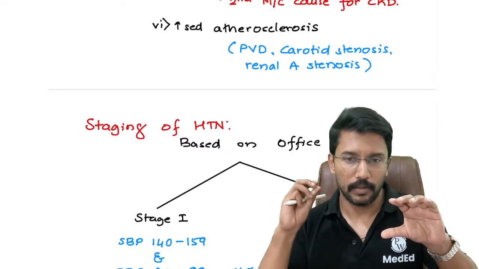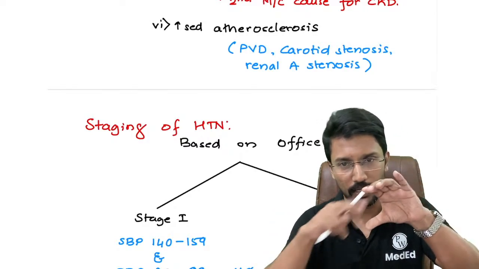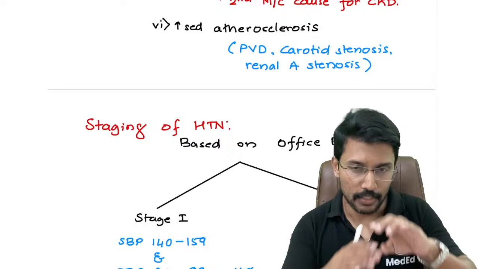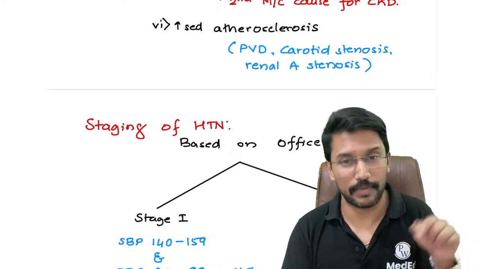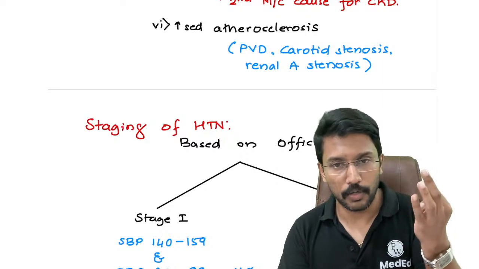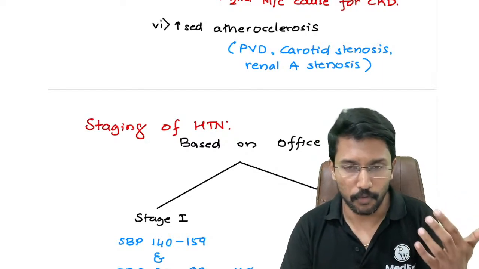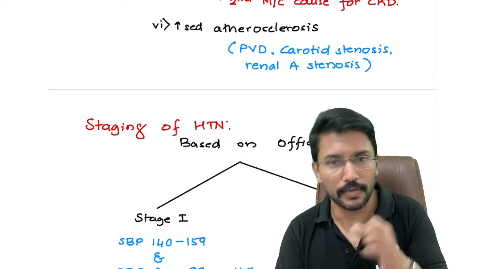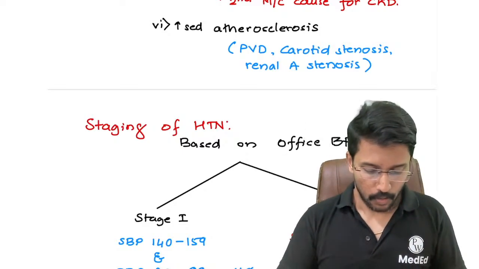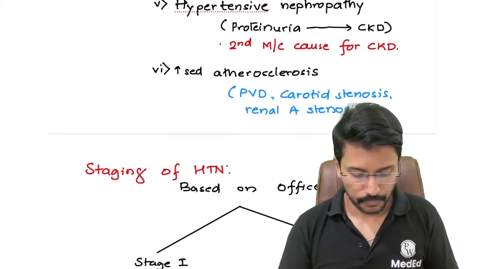Because when blood passes through a constricted blood vessel, it causes endothelial injury, right? Endothelium is the inner lining of the blood vessel, so that gets injured. And endothelial injury, as per Virchow's triad, is one of the parts, right? Virchow's triad has endothelial injury, hypercoagulability, and stasis. So if I go on injuring endothelium, I can trigger formation of clots as well as development of atherosclerosis. Okay, so these are all the outcomes of untreated hypertension.